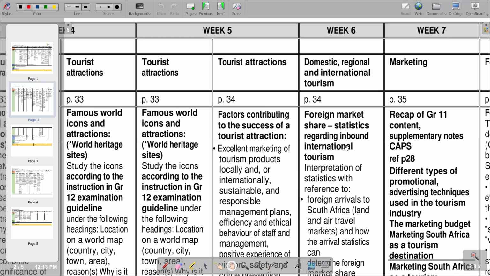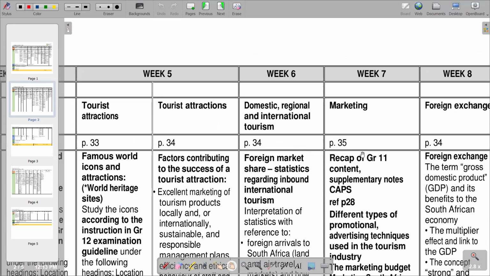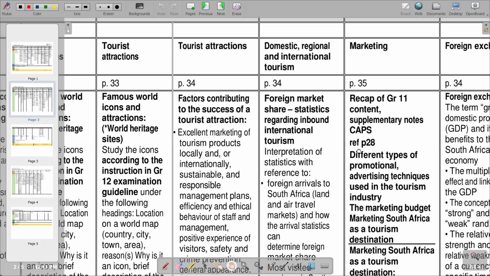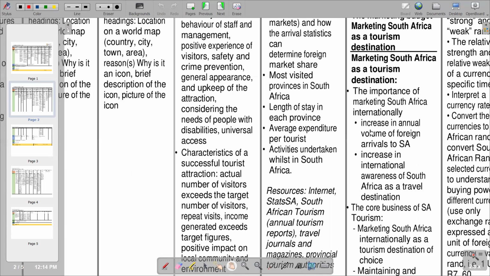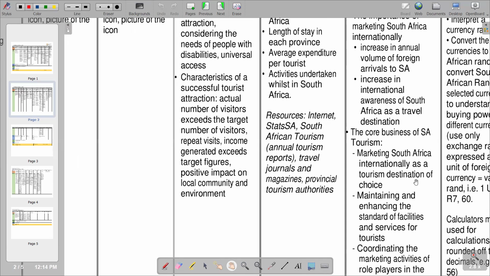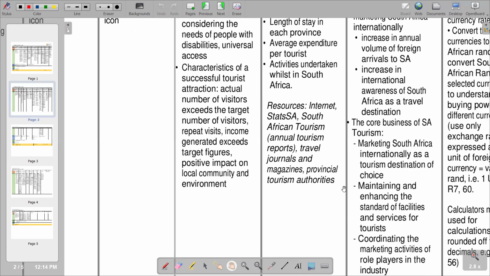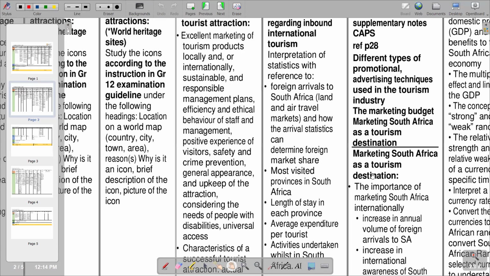And then week 7, we have got the issue of marketing, which is on page 35. If we go down in terms of the required concepts, it is the importance of marketing South Africa internationally, that is, increase in annual volume of foreign arrivals to South Africa, increase in the national awareness of South Africa as a travel destination, the core business of South Africa tourism, particularly marketing South Africa internationally as a tourism destination of choice. And then we've got other components that apply to our week 7.